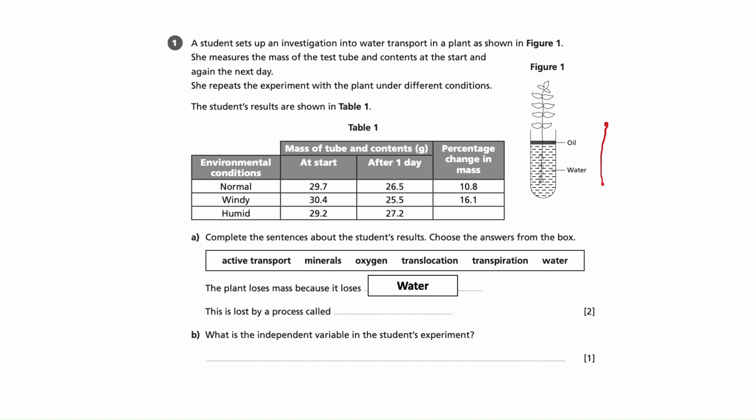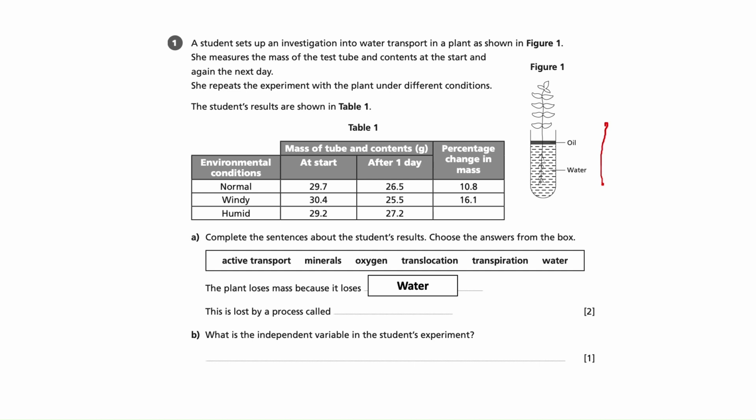So of those possible answers, minerals isn't going to be correct. Oxygen, well, the plant will lose oxygen when it photosynthesizes. However, it will be gaining carbon dioxide at the same rate. Therefore, there'll be no change in mass. Plus, the change in mass is large. It wouldn't actually be caused by that oxygen.